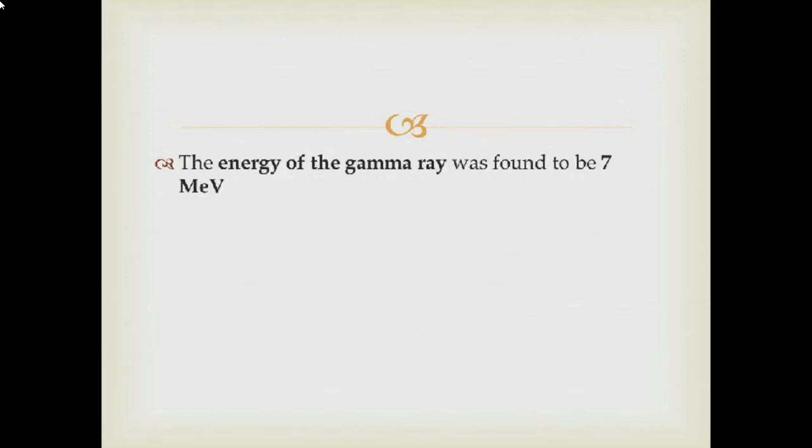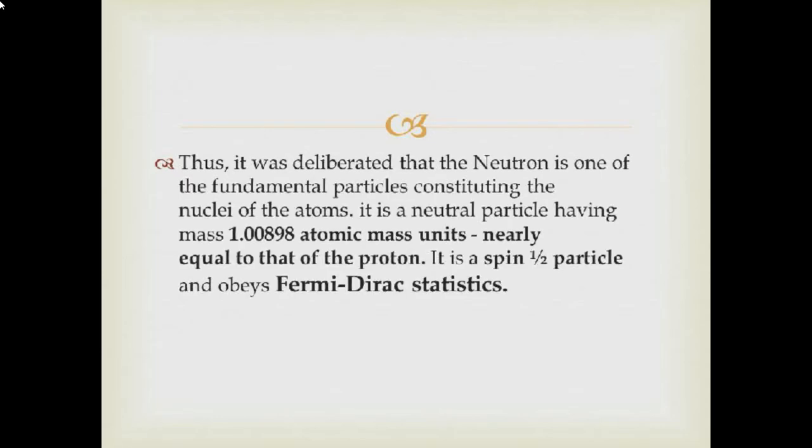Remember this number. The energy of the gamma ray was found to be 7 mega electron volt. Remember the unit, it is mega electron volt, equal to 7 MeV. Thus, it was deduced that the neutron is one of the fundamental particles constituting the nuclei of the atom.